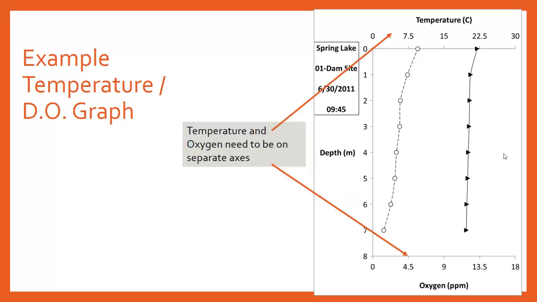We also like to put temperature and oxygen on separate axes because they're usually on different scales, and we want them to graph properly. For example, if you have a really warm lake and it's really low in oxygen, if you put them on the same scale, then the oxygen would look funny. But a better reason is these are separate items, and they each deserve their own axis.